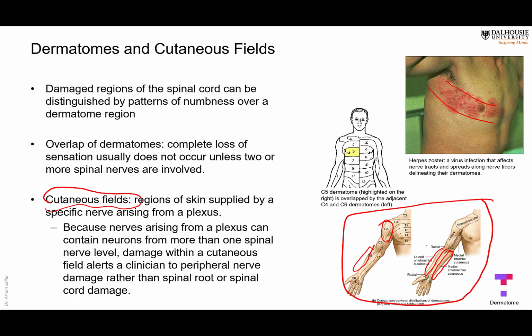Because if it is affecting the root of the nerve, what they call radiculopathy, then it is the dermatome that is going to be affected. So knowledge of both dermatomes and cutaneous fields of sensation is important to give the specialist an idea about the localization of the nerve disease.